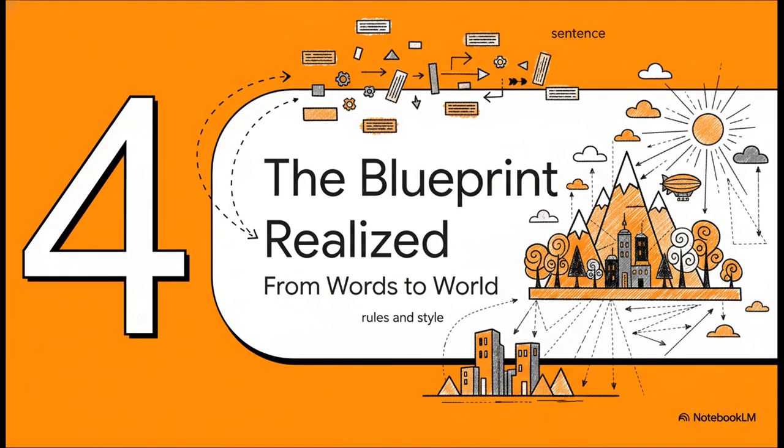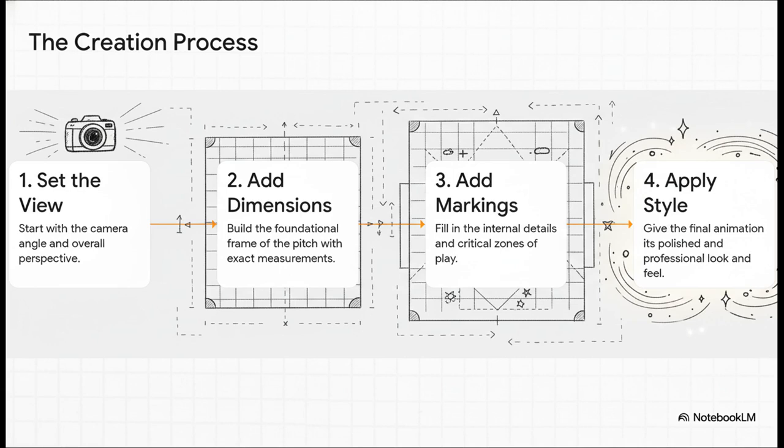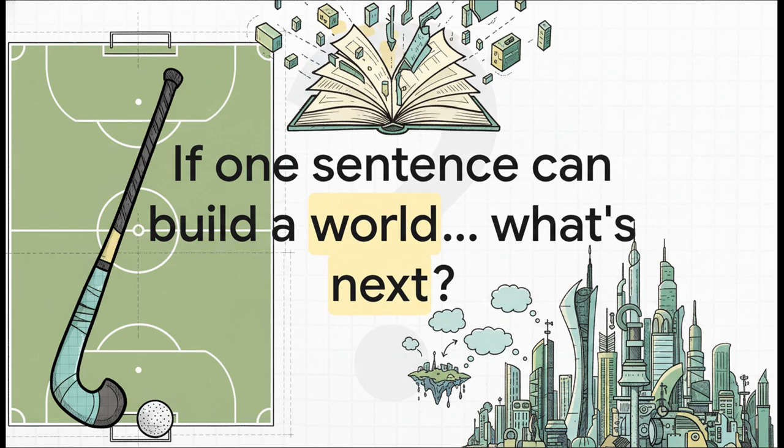So let's just pull back for a second and look at the whole process. We just watched a single, dense sentence get unpacked step by step to build a complete visual world, a world with its own rules, its own dimensions, and its own distinct style. And the flow, as you can see, is just perfectly logical. You start with the big picture, the view, then you build the frame with the dimensions, you add the critical markings inside, and finally you apply that last layer of polish, the style. Each step builds on the one before it. It's really a masterclass in clear, sequential instruction, going from the most general idea all the way down to the specifics. And that really leaves us with a final thought.